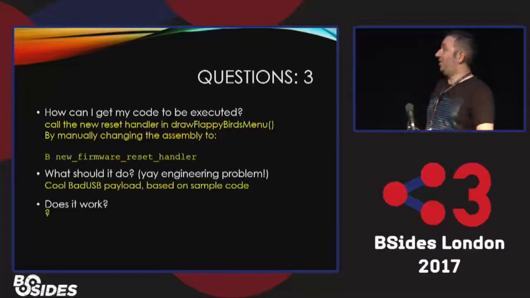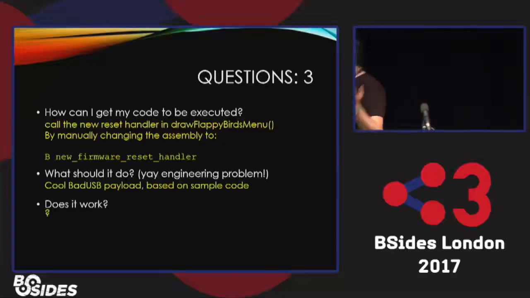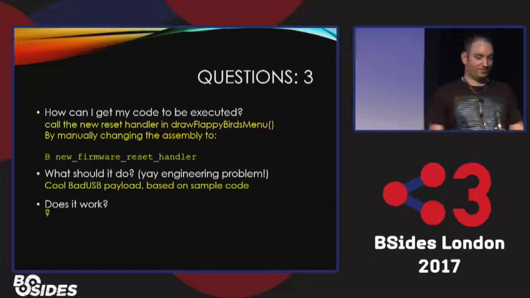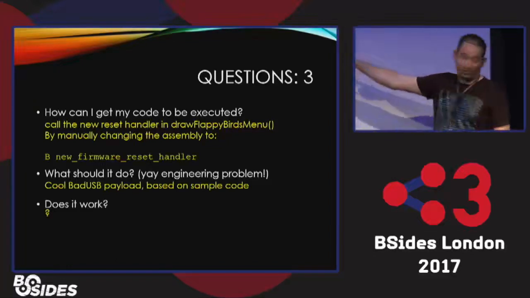So back to the questions. How can I get the code to be executed? Well, it's simple. We call the reset handler in the Draw Flappy Birds menu. And pretty much it's that ARM assembler branch to that location.